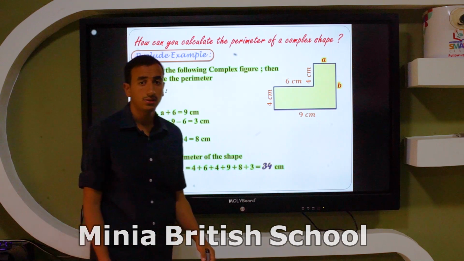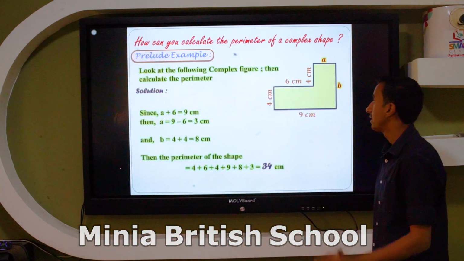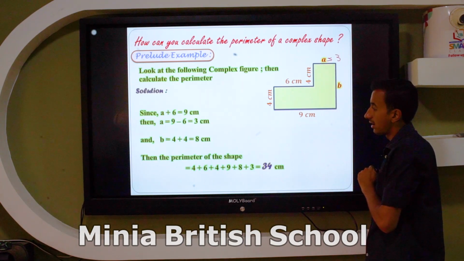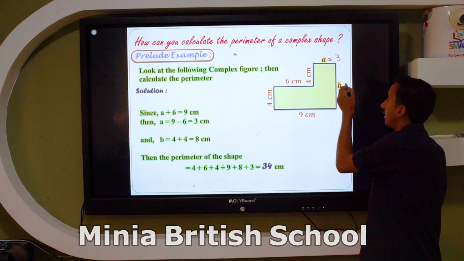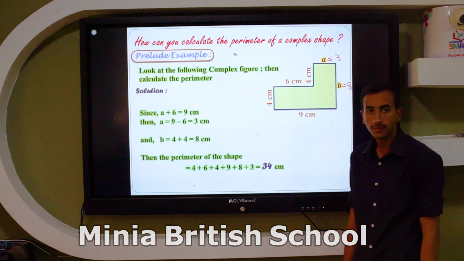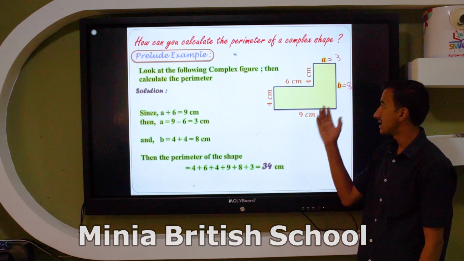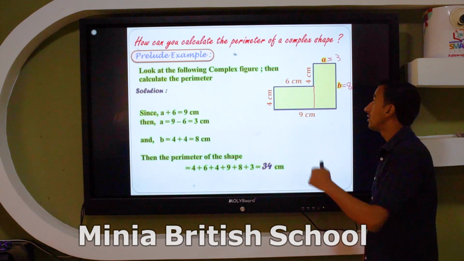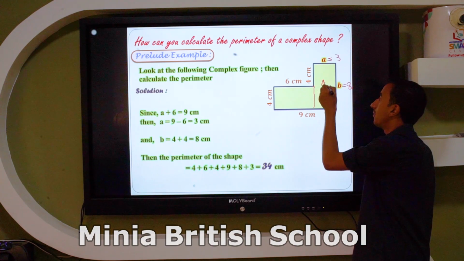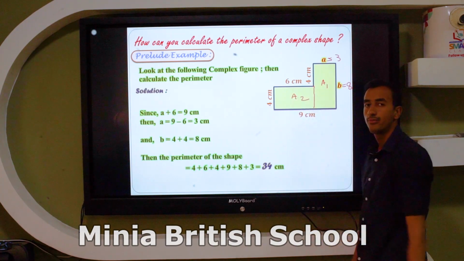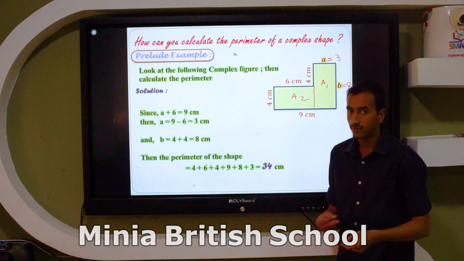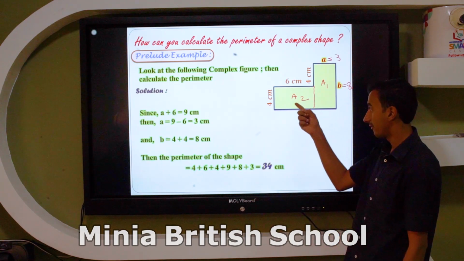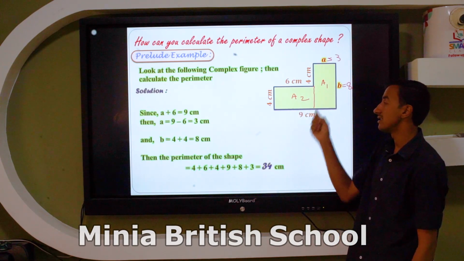As in the same example, I need to find the area of this odd shape. We know that A equals 3 and B equals 8. I need to find the area of this odd shape. You can separate this into rectangles this way. You can name this rectangle area 1 and this one area 2, or vice versa.